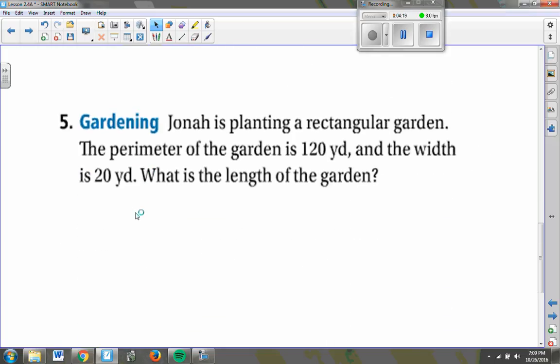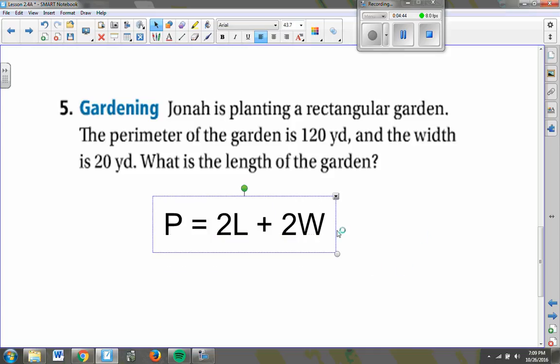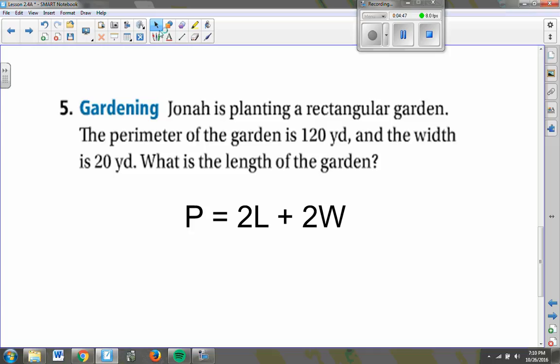Let's take a look at this one. I'd like you to try this one yourself. Jonah is planting a rectangular garden. The perimeter of that garden is 120 yards, and the width is 20 yards. What is the length? Hopefully you already have the perimeter formula in your notes, but I'll write it down: capital P, perimeter, equals 2 times the length plus 2 times the width. They give you a perimeter and a width, and they want you to find the length. Plug in what you know, find the value of the length, and then come back and I'll show you what we should get.